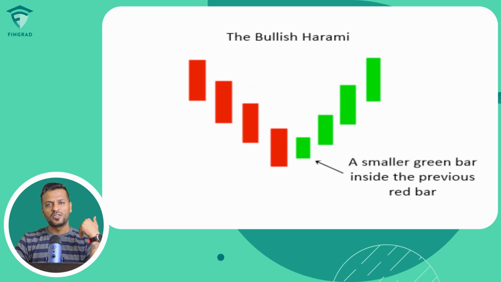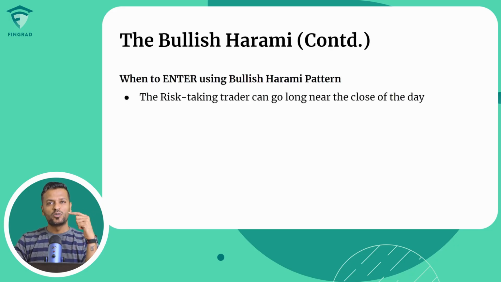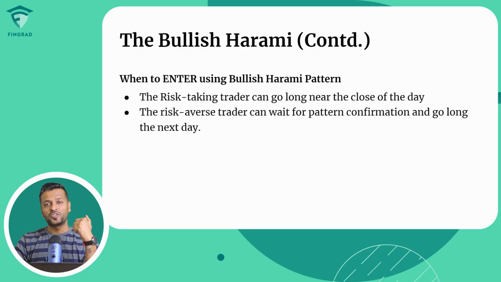The prior trend here is bearish. Once the formation happened, we can see bullish candles forming in the chart. Now the next point is this: when does one choose to enter a trade in the formation of a bullish Harami pattern? So the risk-taking trader would go near the formation of the candles. Basically, as and when the formation takes place on that particular day, near the closing of the market, he would execute his longs and wait for the trade to work out on the next day. But a risk-averse trader would wait for the pattern completion and would execute his trades on the next day.